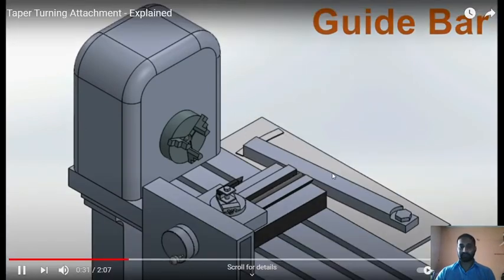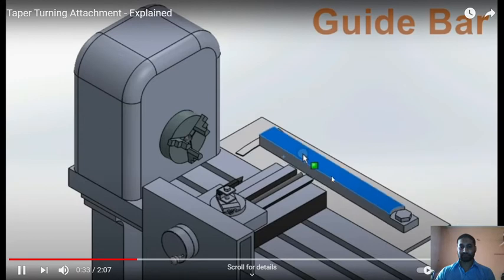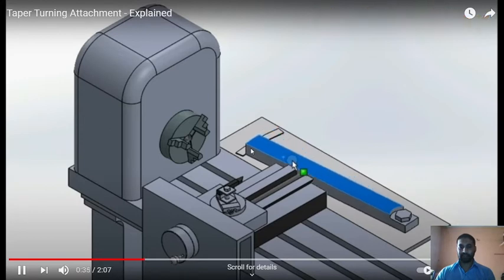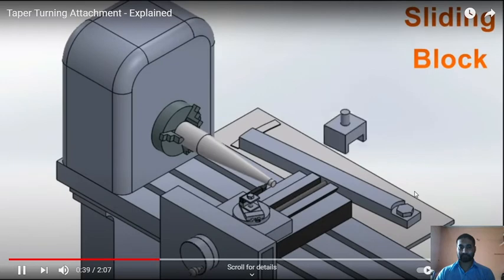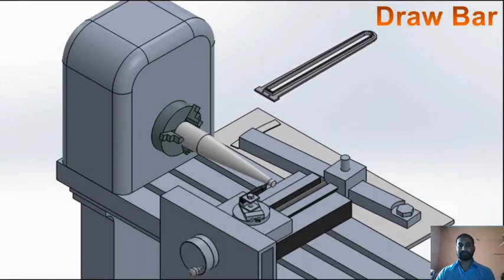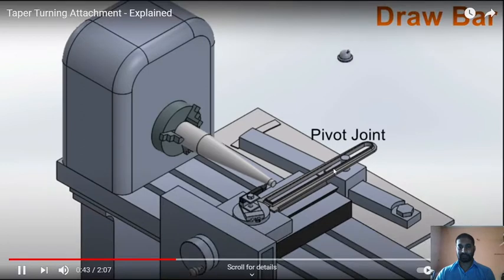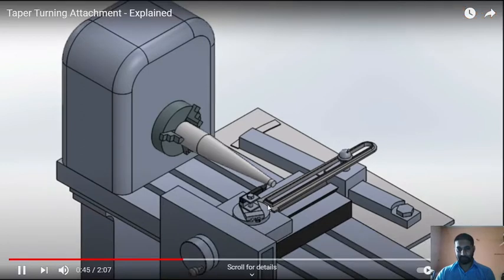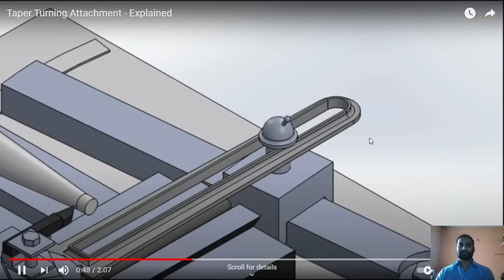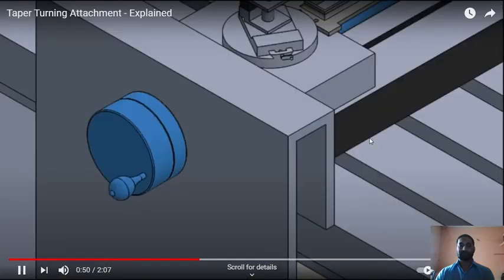This attachment has a guide that is fixed around the bed. The guide can be moved to the required taper angle, generally using a screw mechanism. A sliding block is mounted over the guide, which is connected to the cross slide through a pivot joint. Once connected to the cross slide, it is tightened by a clamp. Also, the cross feed screw must be disconnected or disengaged.